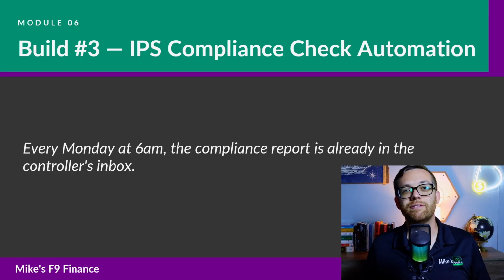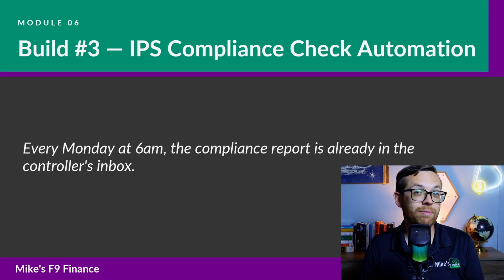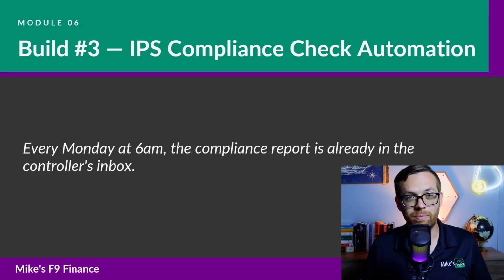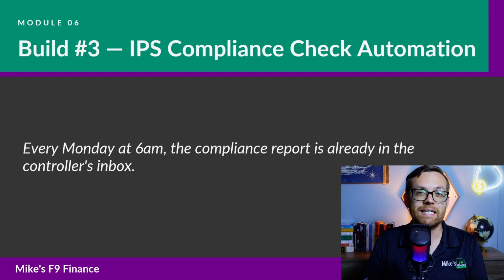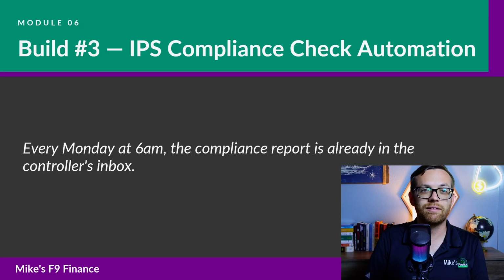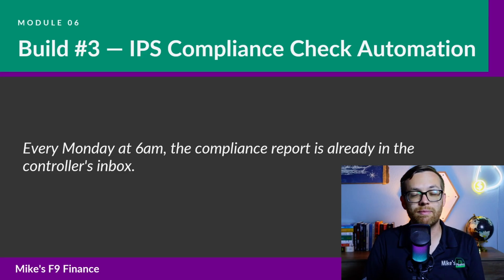Now our third build, the compliance check. The compliance check in Module 3 was manual. You pulled the positions, you read the IPS, you checked each position against the 5 guiding principles, you flagged exceptions. You wrote a report. This build makes it weekly and automatic. Every Monday morning before the controller even opens their laptop, the compliance report is already in their inbox. The workflow runs early, 6 a.m. before the team starts. The report is ready when people arrive.